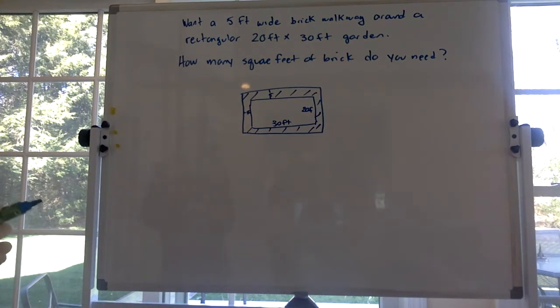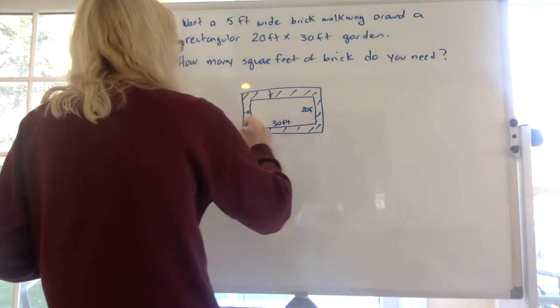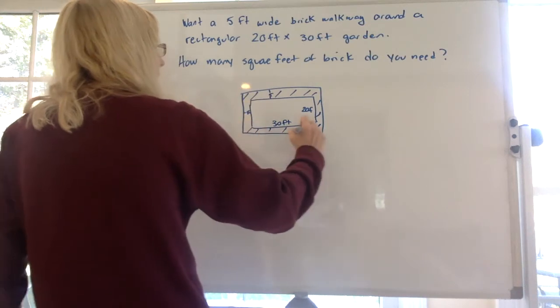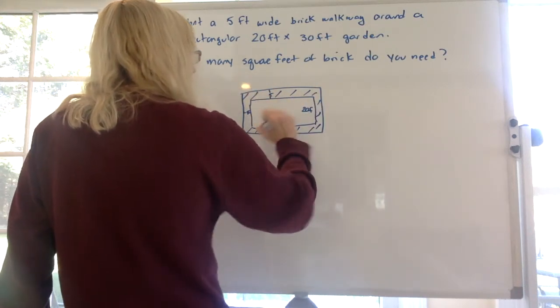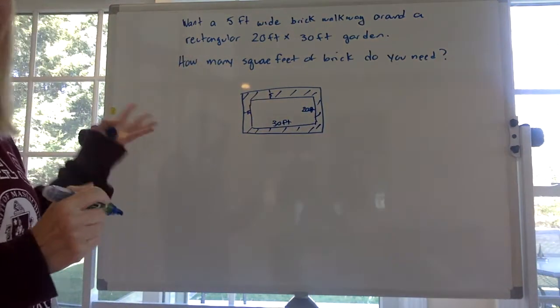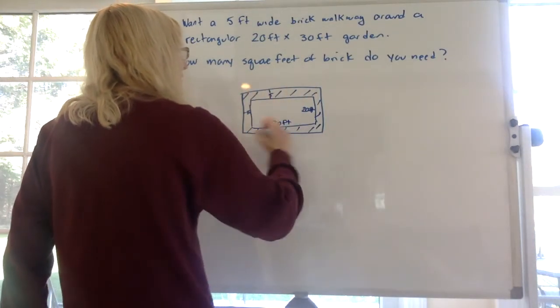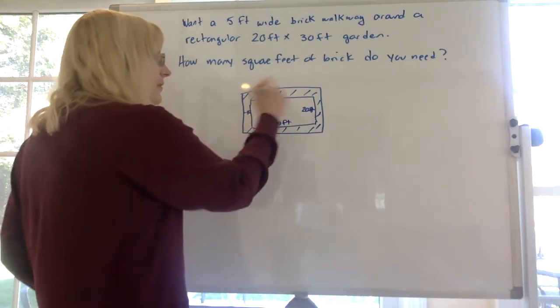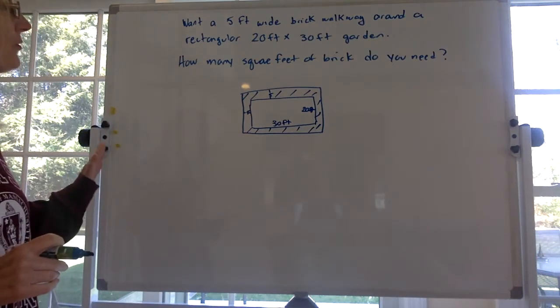So I think the easiest thing to do is to find the area of the bigger rectangle that includes the walkway and the garden, and then subtract the white garden area in the middle, right? It's kind of like a donut if you think about it. You want to get just the shaded area, so you would take the big area minus the white rectangle in the middle. That would leave you with the area of the shaded part, right? So I think that's the best approach.